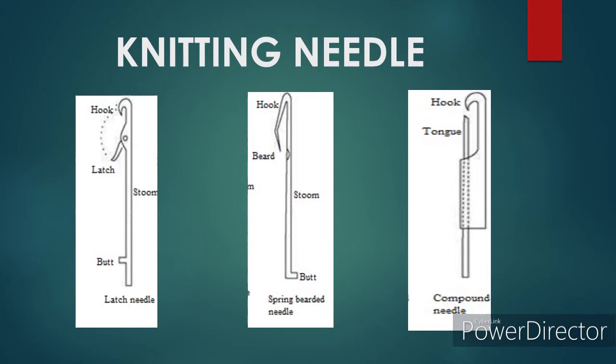There are 3 types of needles commonly used in knitting machines. They are latch needle, springboard needle and compound needle. Latch needle is the most commonly used in weft knitting. Springboard needle is used in warp knitting. Compound needle can be used in both warp knitting and weft knitting, but is very rarely used in weft knitting.